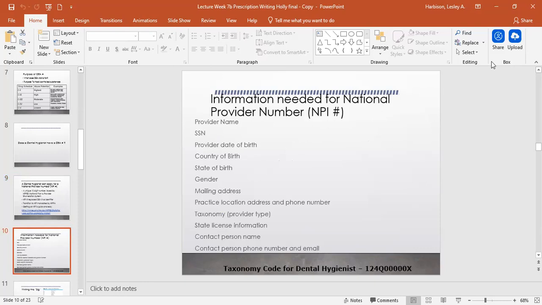This is just the information that they want. And then the tax code that we use as dental hygienists is 124Q00000-450X.